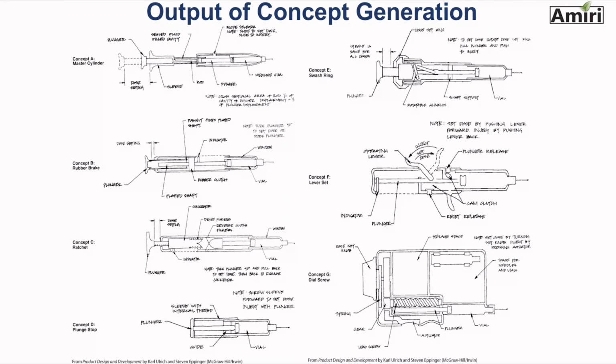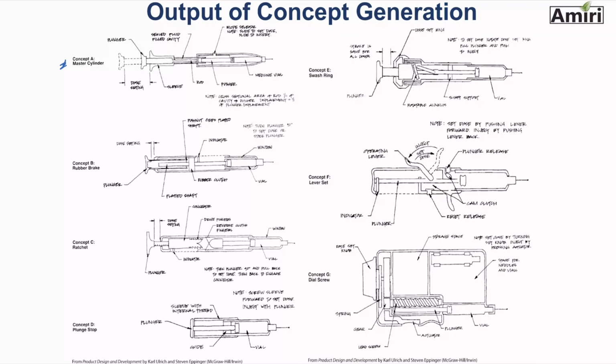Each concept has a sketch. Each concept has a letter name, concept A through G, and each concept has a name. For example, master cylinder, or lever set, or dial screw. So some way to identify the concepts.